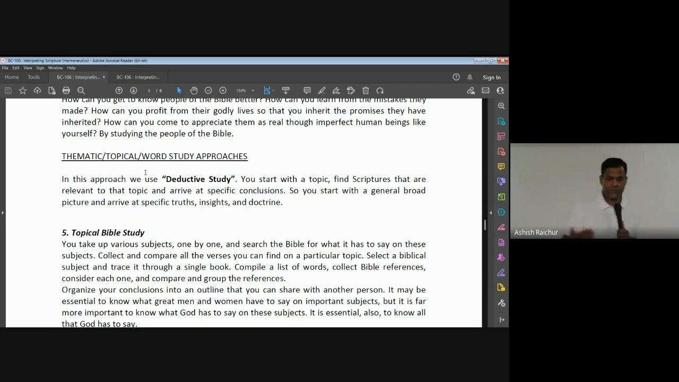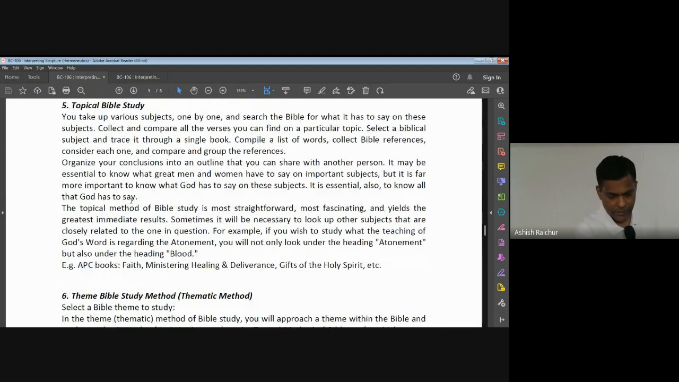Now, we can do it in three ways. We can study by topic, right? So you take a topic, for example, healing or redemption or gifts of the Holy Spirit, any topic. And you study the topic from Genesis to Revelation. Every possible passage that is speaking on that topic, you put it together. And then you study. What do I see here? Whether it's a verse of scripture or a passage, you study. So that's a topical study. On that topic, you go from Genesis to Revelation. Now, topical or thematic study is very important if you want to have a clear understanding on that subject.